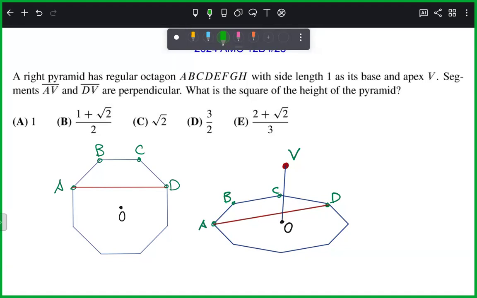A right pyramid has regular octagon ABCDEFGH with side length 1 as its base and apex V. Segments AV and DV are perpendicular. What's the square of the height of the pyramid?